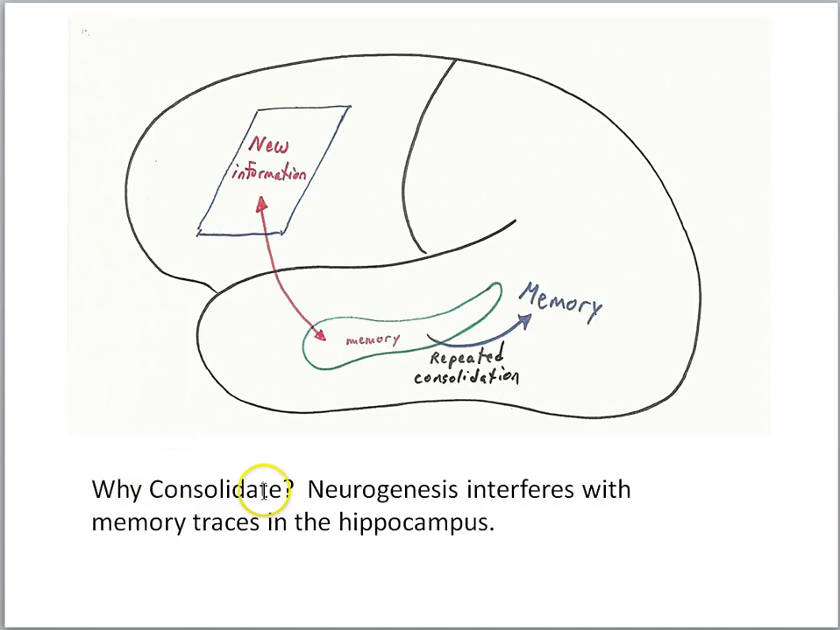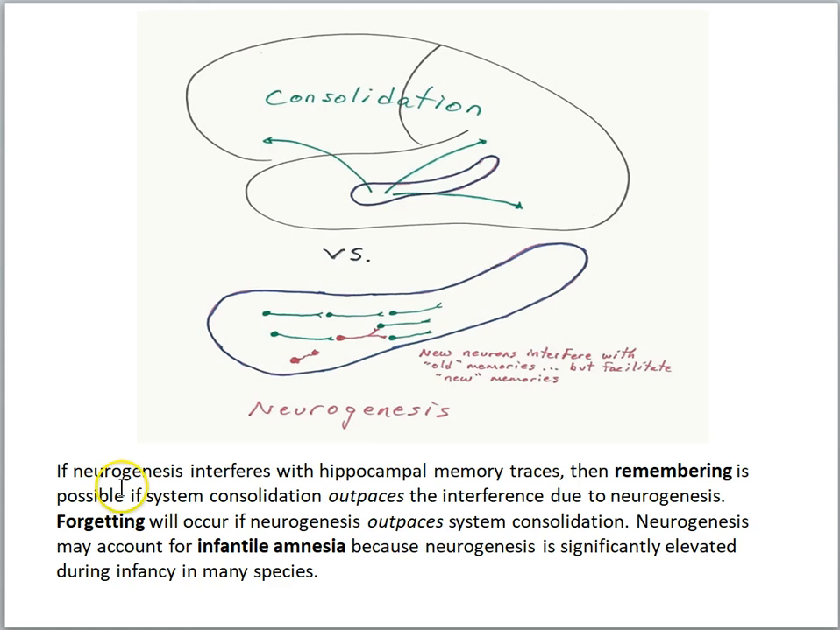So in answer to the question, why consolidate, one of those is because neurogenesis can interfere with memory traces in the hippocampus. So if neurogenesis interferes with hippocampal memory traces, then remembering is possible if system consolidation outpaces the interference due to neurogenesis. Forgetting will occur if neurogenesis outpaces system consolidation. Neurogenesis, in addition, may account for infantile amnesia because neurogenesis is significantly elevated during infancy in many species.